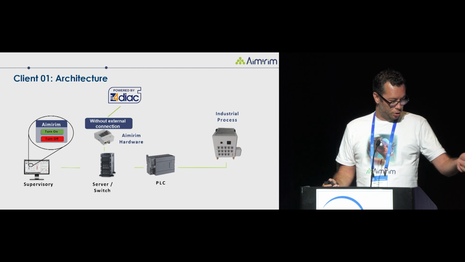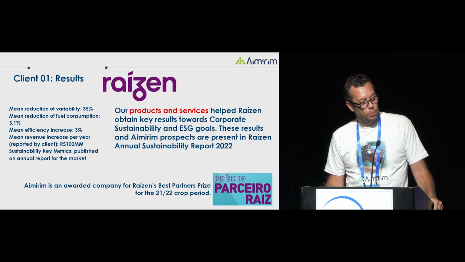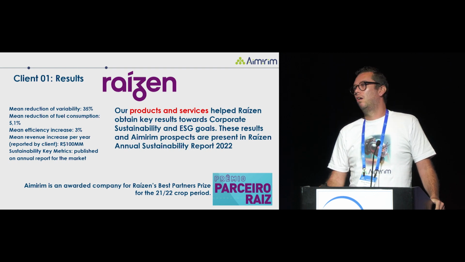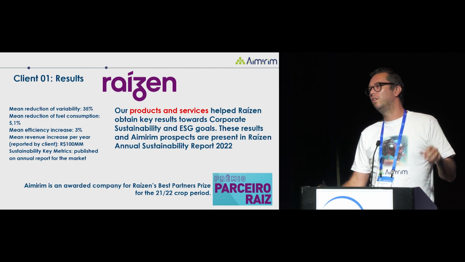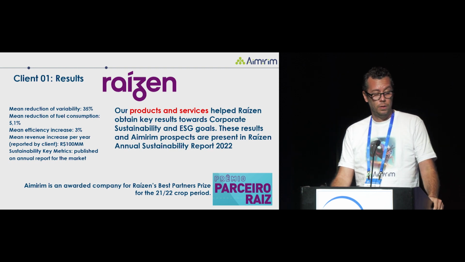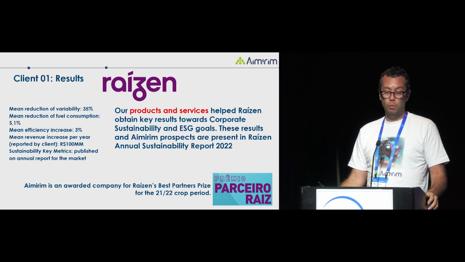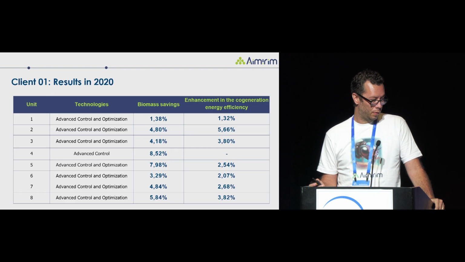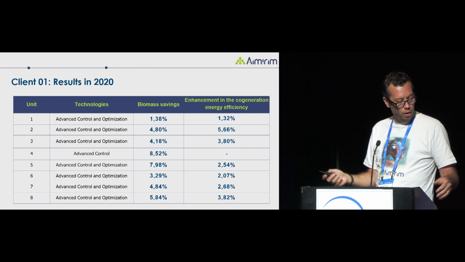So this is the basic architecture, and some results from Raízen, the joint venture between Shell and a Brazilian group. Mean reduction of variability of 35%, fuel consumption reduced 5.1% in 15 power plants. The mean efficiency increased 3%, and they published in the newspaper a return of 100 million Brazilian reais, which means around $25 million in one year. With these results, we became a partner of this company, and we are present in their ESG report because they are an open company. Here are more detailed results on each facility that we were in 2020. Now we are in 15.